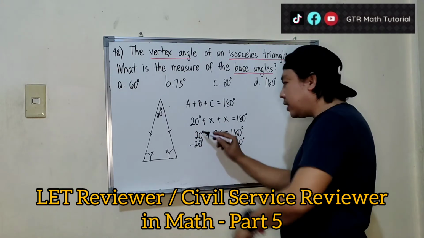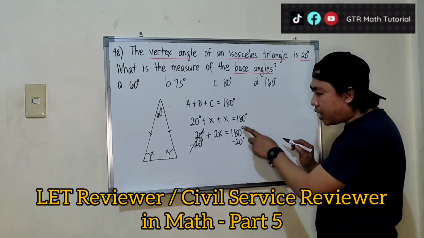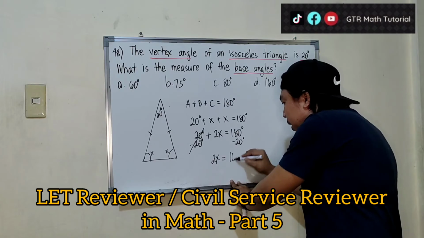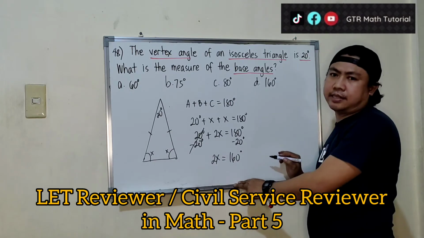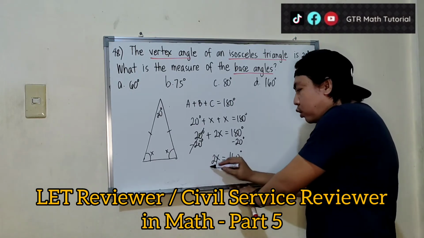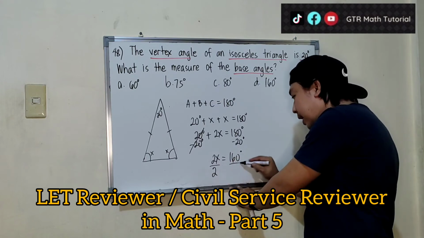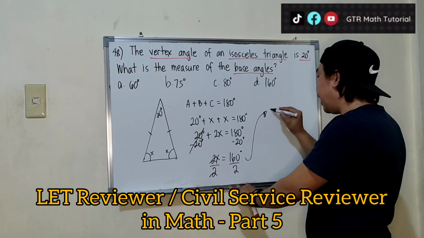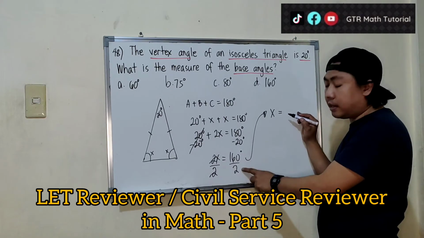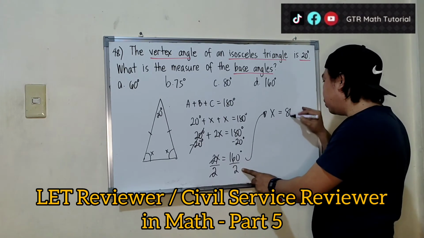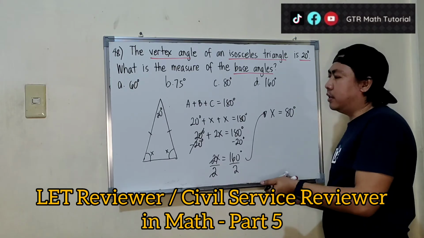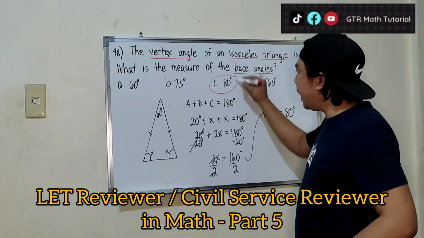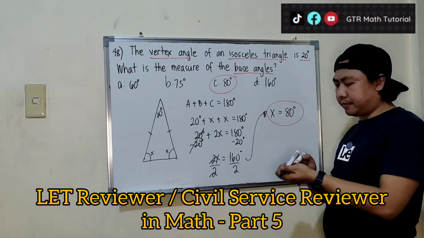So 20 minus 20 cancels out, napunta na sa kabila. So 180 minus 20, so we have 2x is equal to 160 degrees. Then divide both sides by 2 para mawala yung 2 at x na lang ang matira. So 2 divided by 2 is 1. So therefore, x is equal to 160 divided by 2, so that is equal to 80 degrees. So therefore, ang sukat ng base angles kapag 20 ang vertex is 80 degrees.